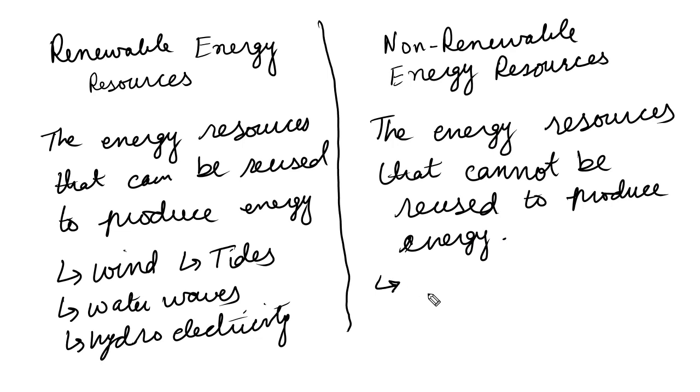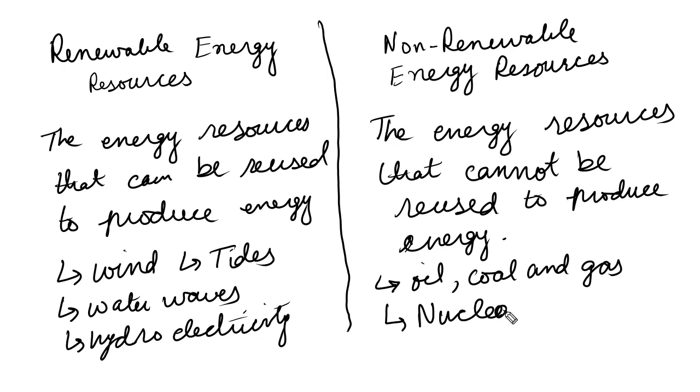For example, all the fossil fuels are non-renewable. So oil, coal, gas, they are all non-renewable resources of energy. Moreover, the nuclear fuel, once the nuclear fuel is burnt, it is used up in the nuclear reactor. We cannot reuse that nuclear fuel. So these are some of the resources of non-renewable energy. Now we will see where these energy resources are mostly utilized. What are the human needs for which we use these energy resources?